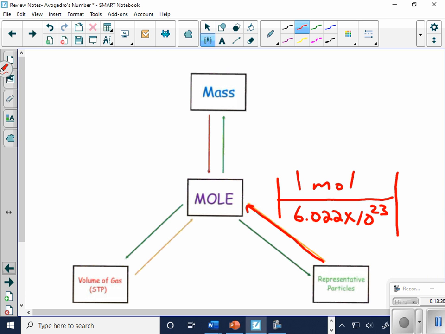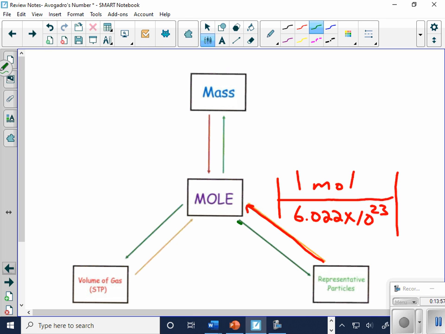Now, I don't have any labels here because my labels are going to change. I could have 1 mole of carbon. That would be Avogadro's number of atoms of carbon. I could have 1 mole of glucose. That's going to be Avogadro's number of molecules of glucose. Okay, so I'm not going to put labels on there.